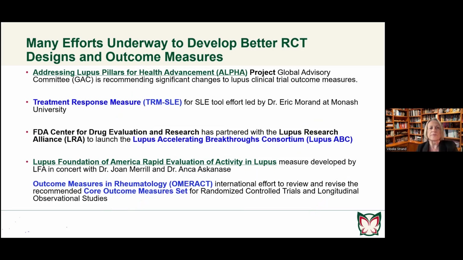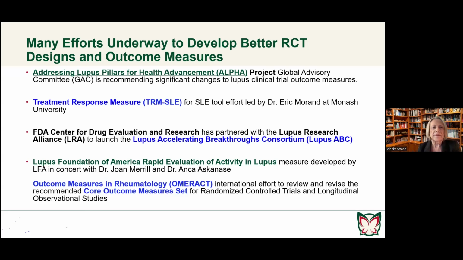And so finally, now there are many efforts underway to develop better trial designs and outcome measures. And thankfully, hopefully this will go forward. So there's the Alpha Project, addressing lupus pillars for health advancement. There's Treatment Response Measures in Lupus, a tool effort led by Dr. Erin Brand at Monash University that was started by the Australia-Asia group. There's a FDA CEDAR that has partnered with Lupus Research Alliance to launch the Lupus Accelerating Breakthroughs Consortium, Lupus ABC.